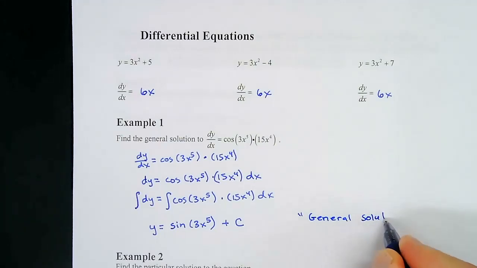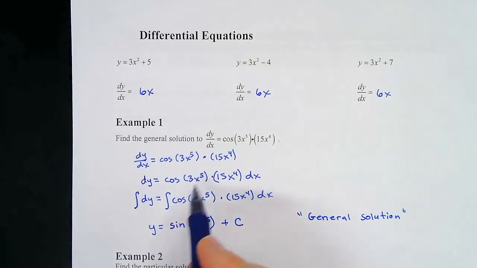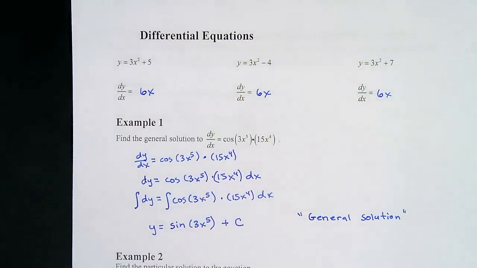Basically, this is called a general solution because I could put any value of c in here, and if I took the derivative, it would give me this one. That's why it's called a general solution, because this represents all functions whose derivative would give me the original problem, dy over dx.